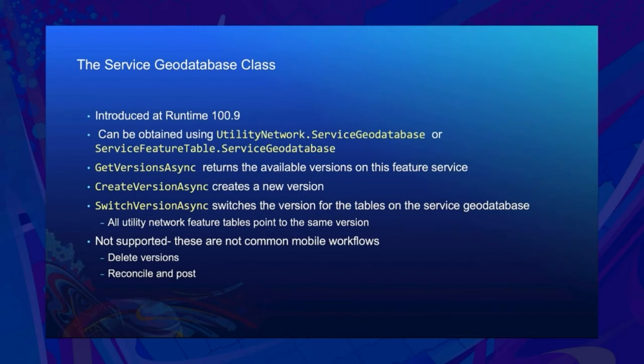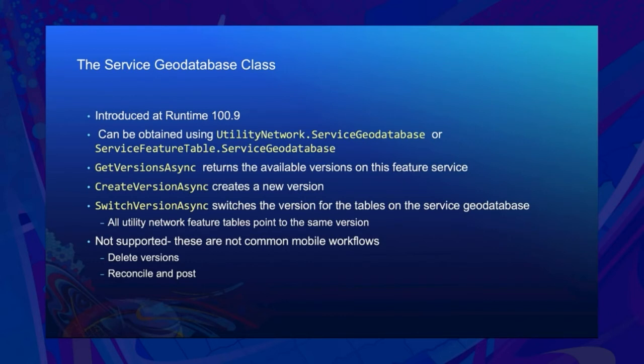Get versions async allows you to get a list of all of the available versions that your user can get to. And if you don't find the one you're looking for, you can use create version async to create a new one. Most importantly, switch version async switches the version for all of the tables on that Service Geodatabase. This helps ensure that all utility network feature tables point to the same version.